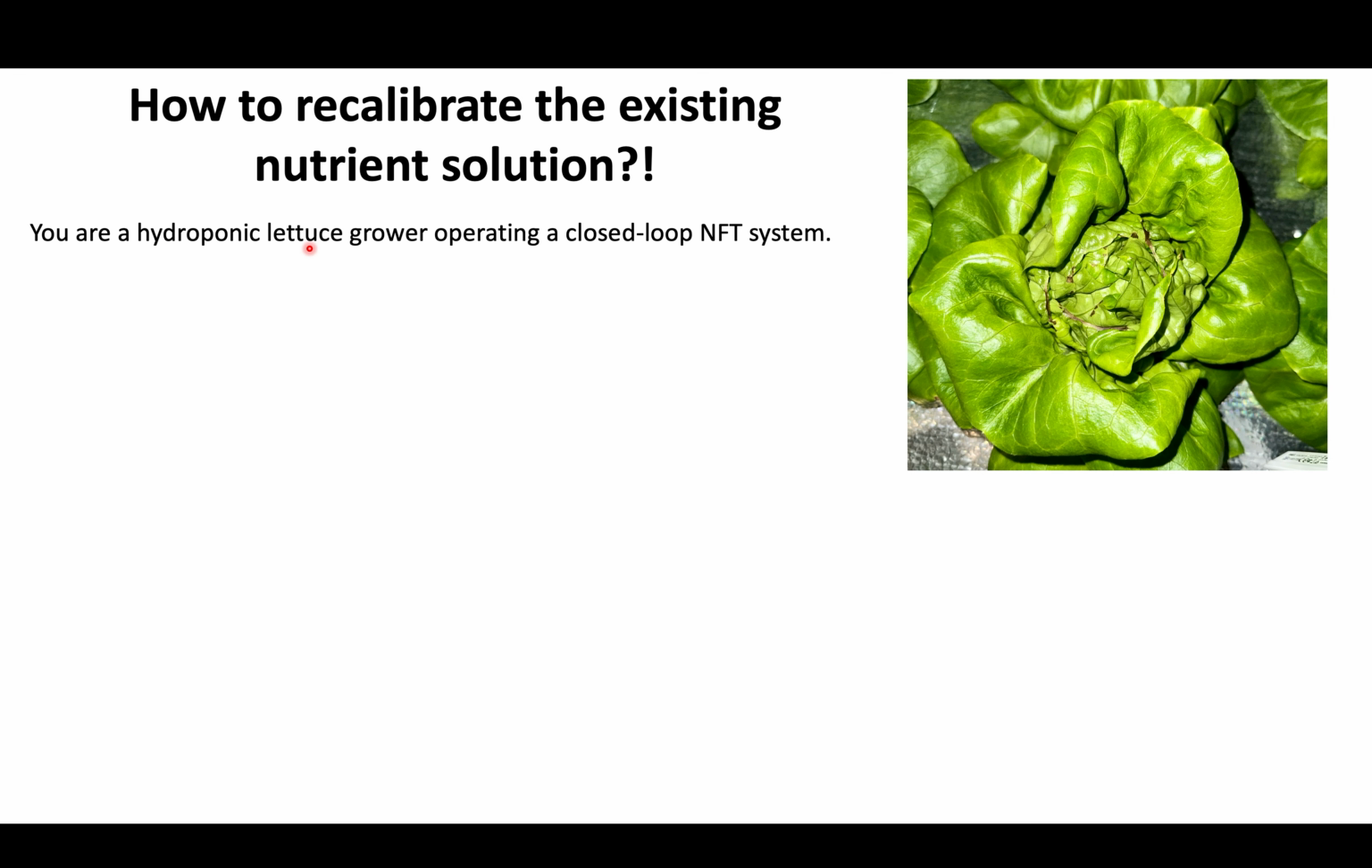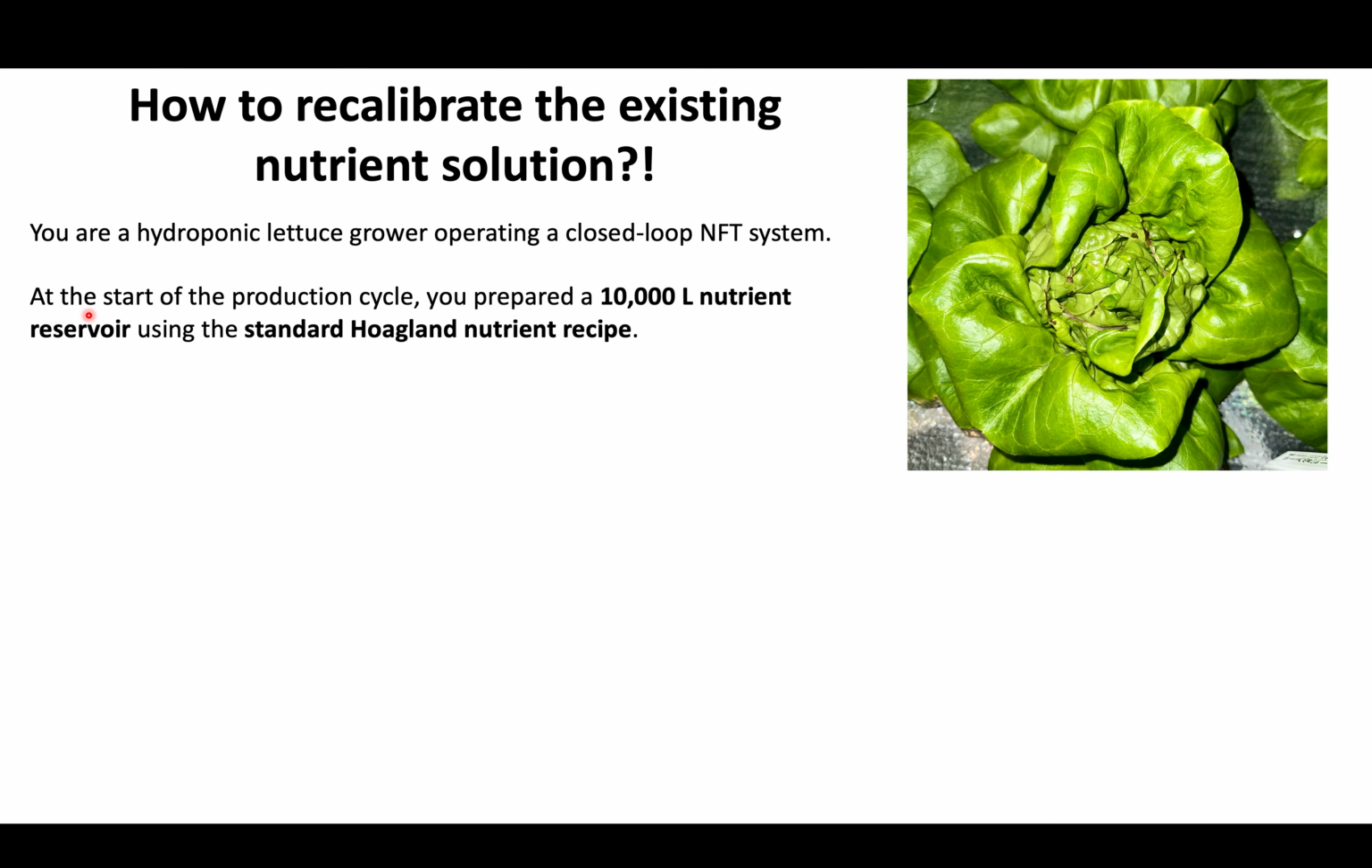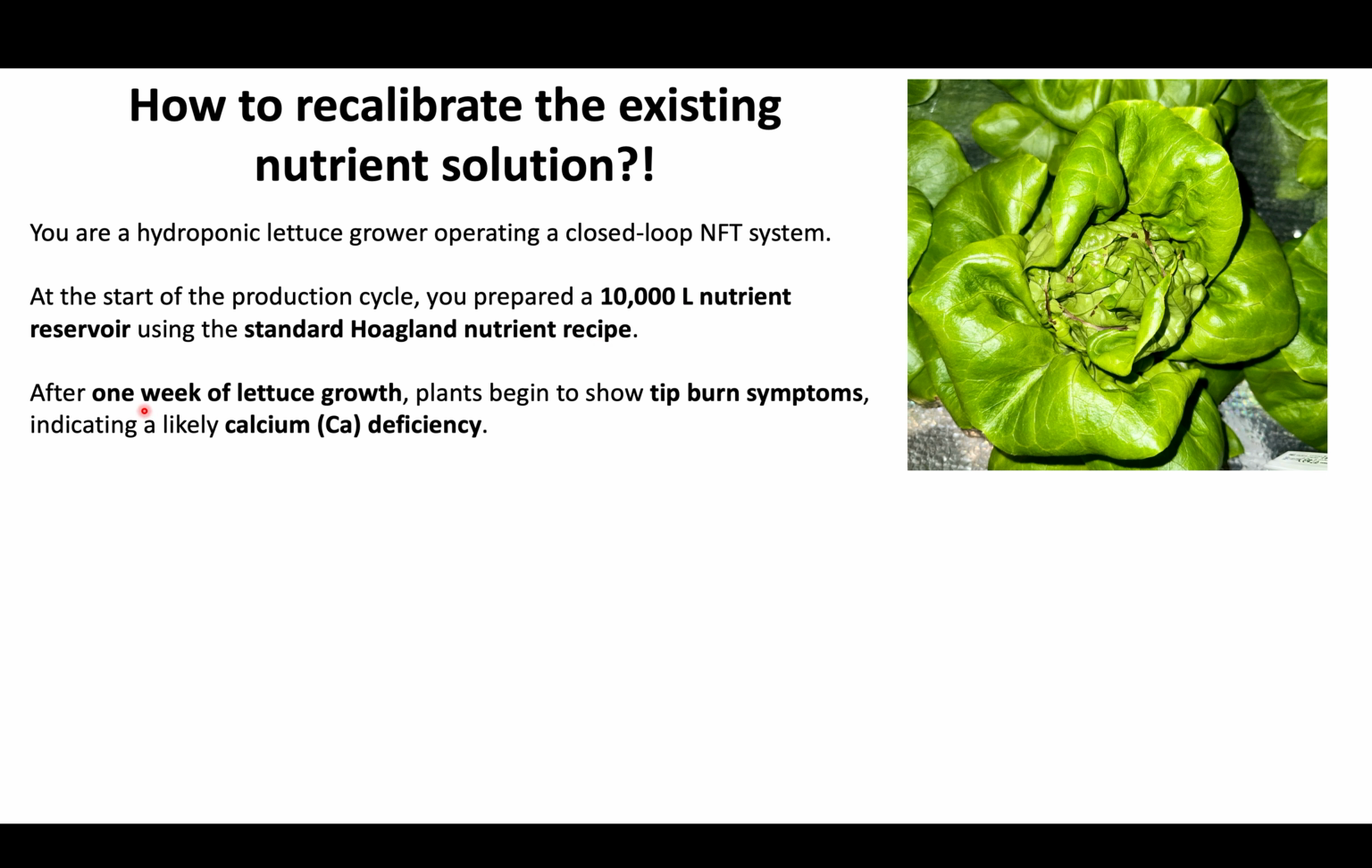Imagine you're growing lettuce in an NFT system and aiming to operate it as a fully closed-loop system. You have a 10,000-liter nutrient tank prepared with the Hoagland solution. After about a week, you notice tip burn developing, which is a classic sign of calcium deficiency.